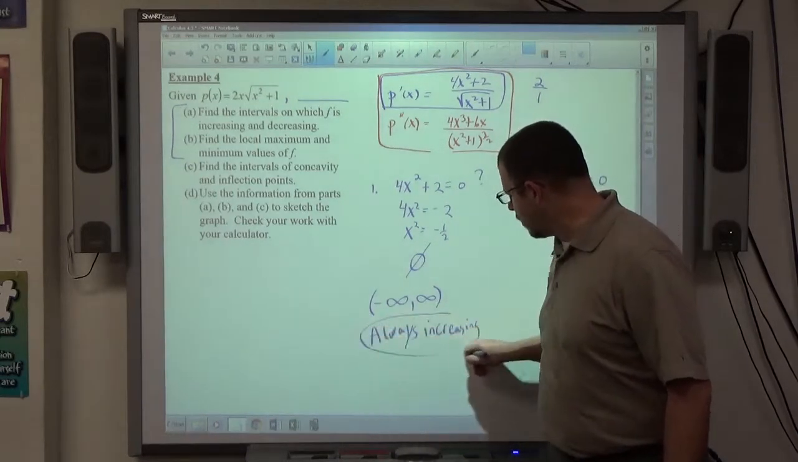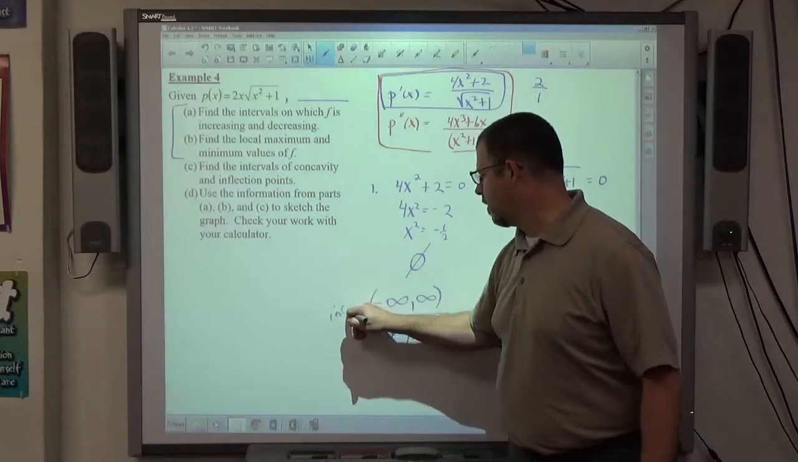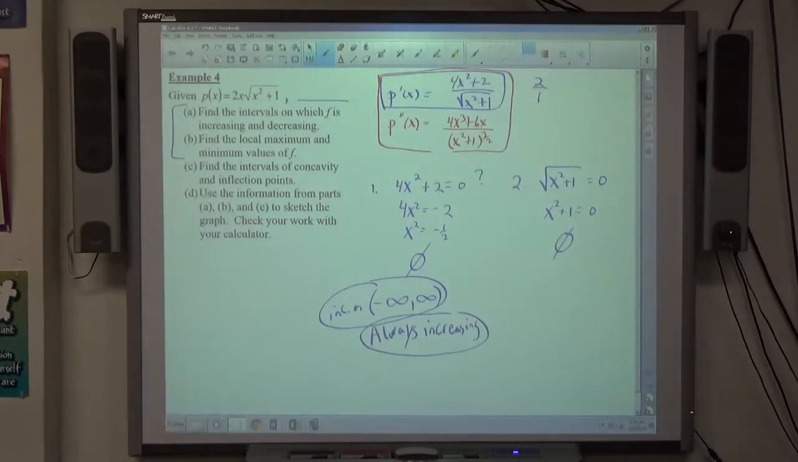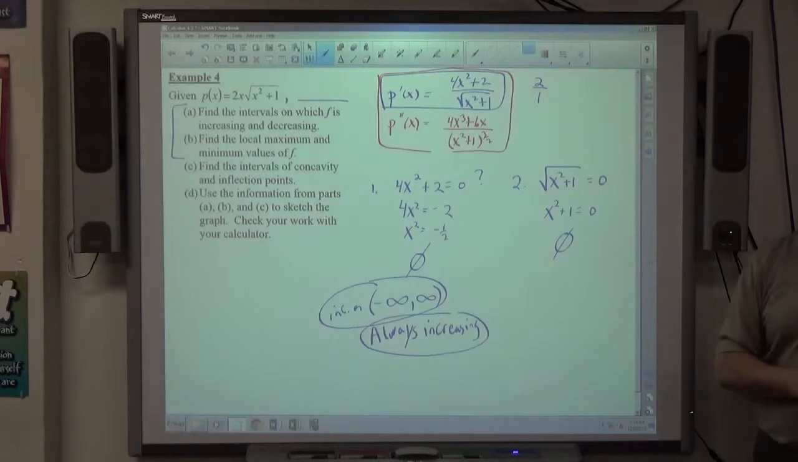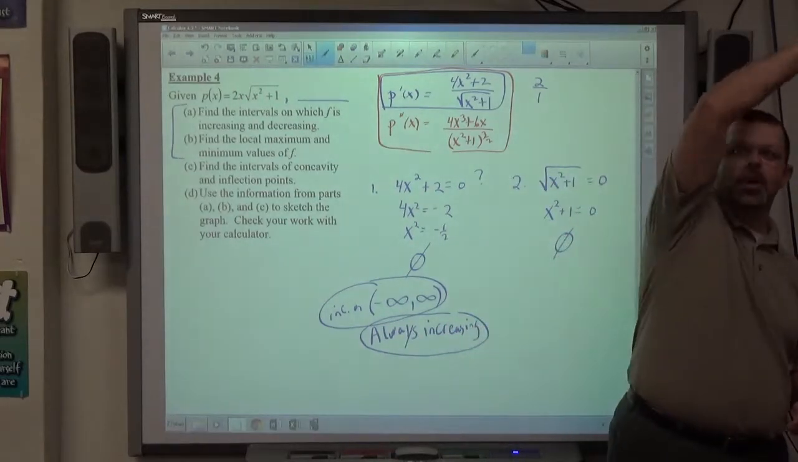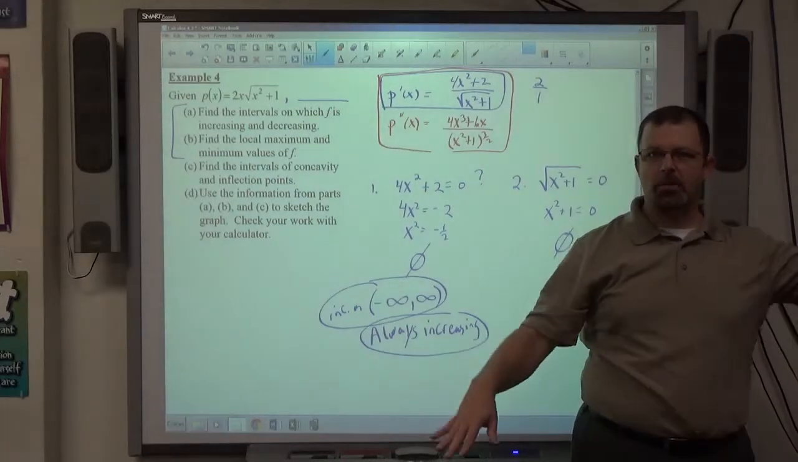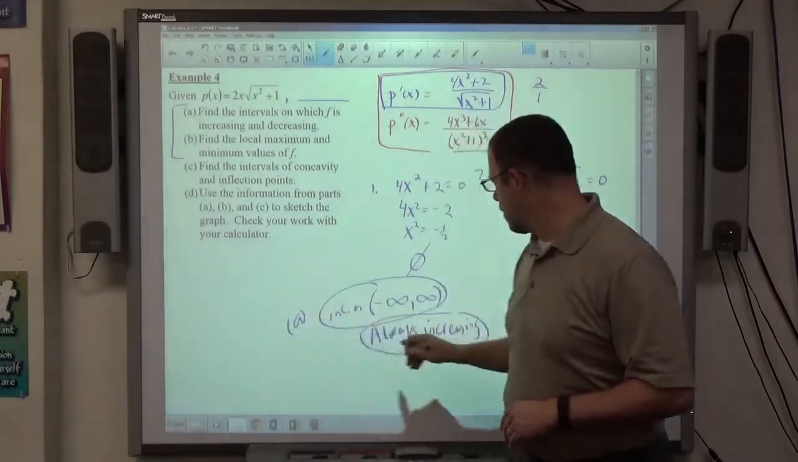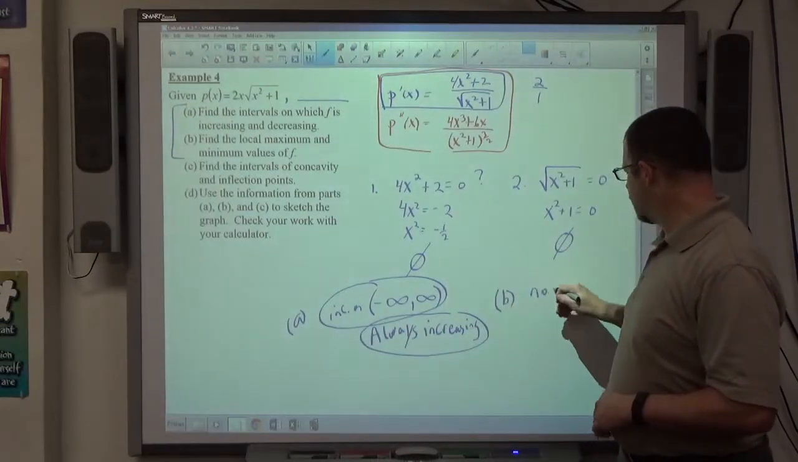You can say always increasing or increasing on negative infinity and infinity. Either one of those mean the same thing. This graph always increases, never decreases. If it always increases, it started somewhere, right? And it comes up, and it continues up forever. So there's no bottom, there's no top, there's no maximum, no minimum. So part A, done. Part B, no max or min.